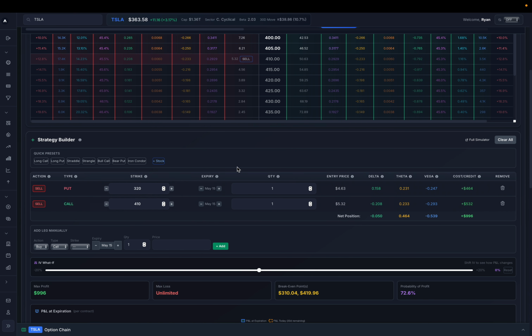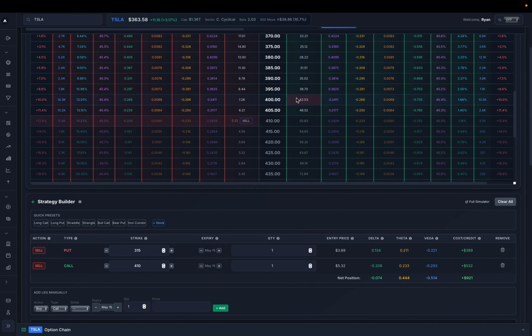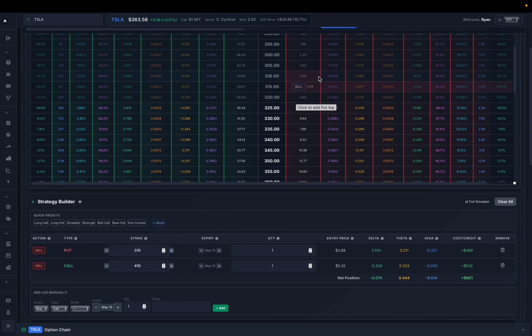Now, we can play around with this section here. If we want to push out from the 320 to the 315, we can see these delta values update, the theta values update, etc. We can also see within the option chain that this also pushes out. So if we go to 310, 305, 300, it follows us up from there. So let's stick to the 320.